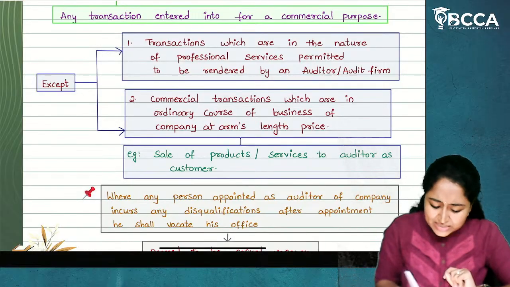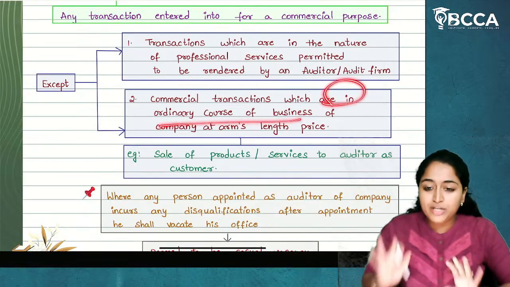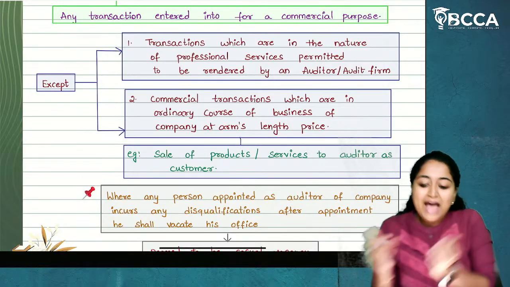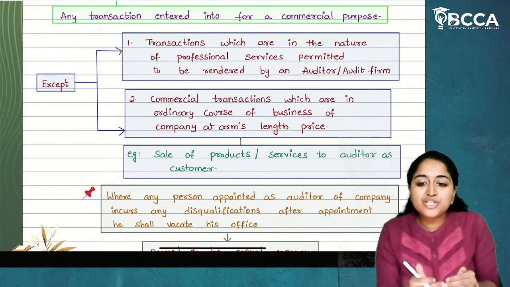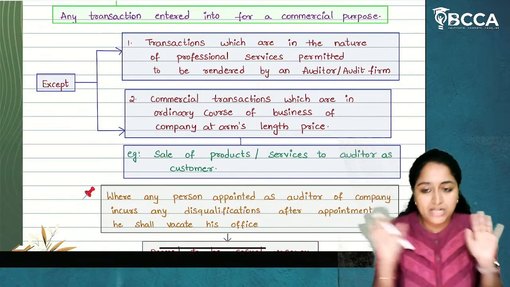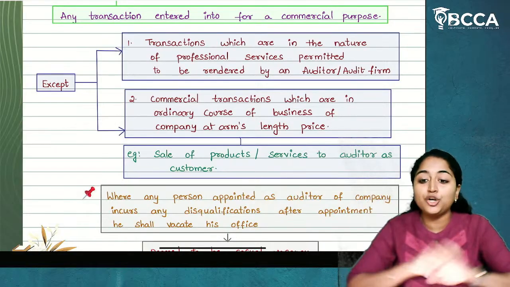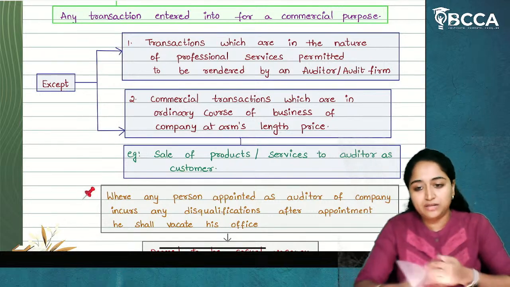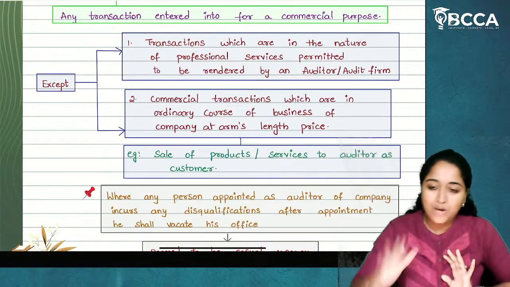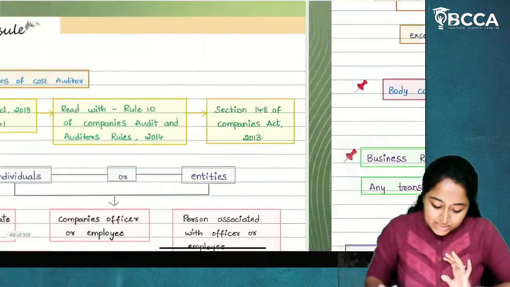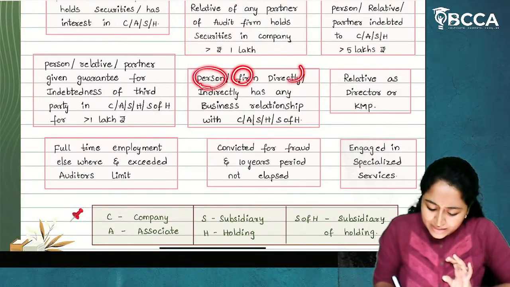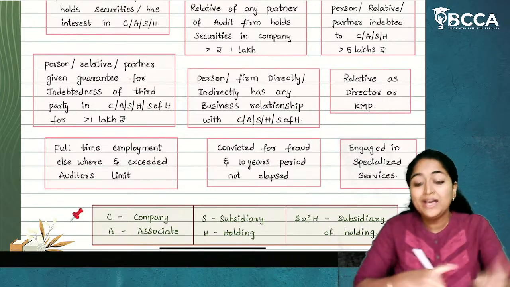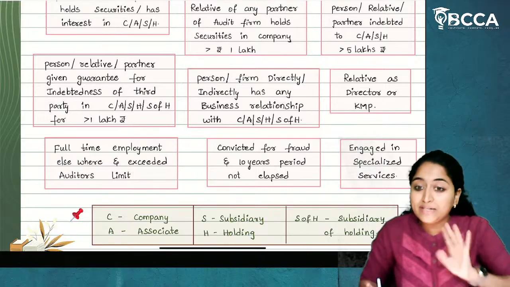And the second exception: commercial transactions which are in the ordinary course of business and at arm's length relationship between the person and the company. If the transaction is based on a normal price and an arm's length relationship, then even if it is a business relationship, they are not disqualified. And if they are providing services which are permitted in nature, then they are not disqualified. They are qualified to be appointed. So this is regarding the business relationship. Person or firm directly or indirectly has any kind of business relationship in the company, associate, subsidiary, holding, subsidiary of holding; we have two exemptions for that which you have to remember and write down in the examination.